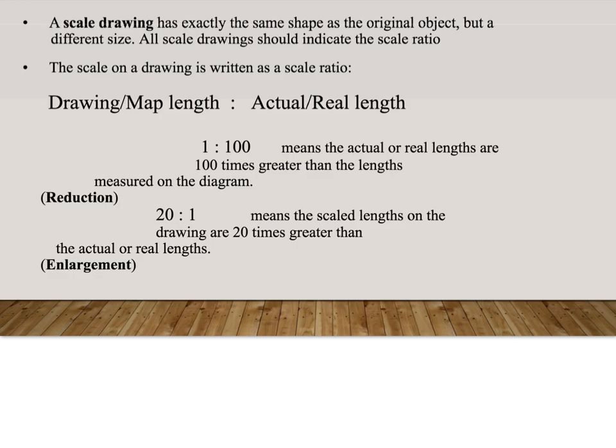When I have a scale ratio of 20 to 1, it means that my map length is 20 times bigger than the actual thing, which means we have an enlargement of something. It means the scale length on the drawing is 20 times greater than the real thing. So the sketch is greater than the real thing, and therefore it is an enlargement of what we have.